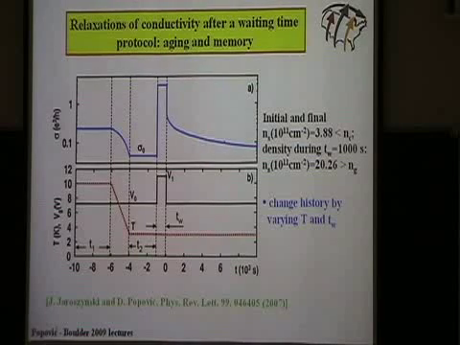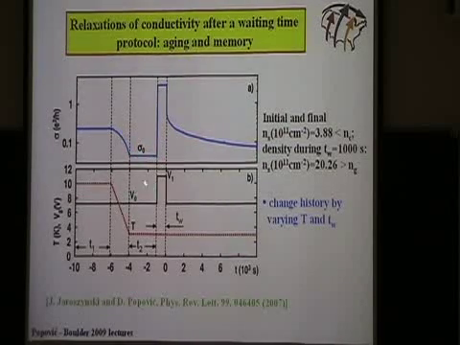Again, we change the density. The beginning of the protocol is the same. You fix the density, cool the system down, and then you change the density quickly. But this time, you stay at this new density only during the waiting time. And then you go back to the original density. Okay, so at the end, you have the same conditions, same density, same temperature as before, and you measure the conductivity, see how it relaxes towards the equilibrium value.